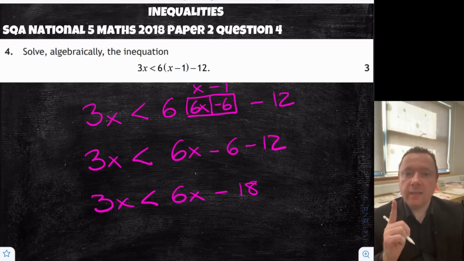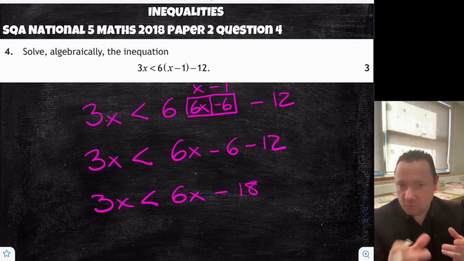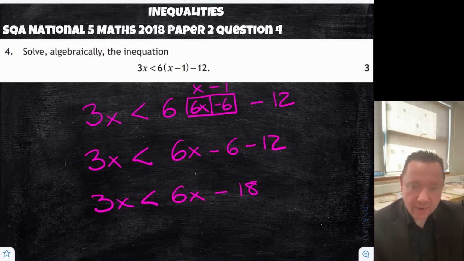Tip for you here. Keep your x's positive. It doesn't matter what side they end up on, but if you end up with a negative x, it means you're going to have to divide by a negative, which means you're going to have to do something weird about flipping the sign, which is a bit funky. So just keep your x's positive.